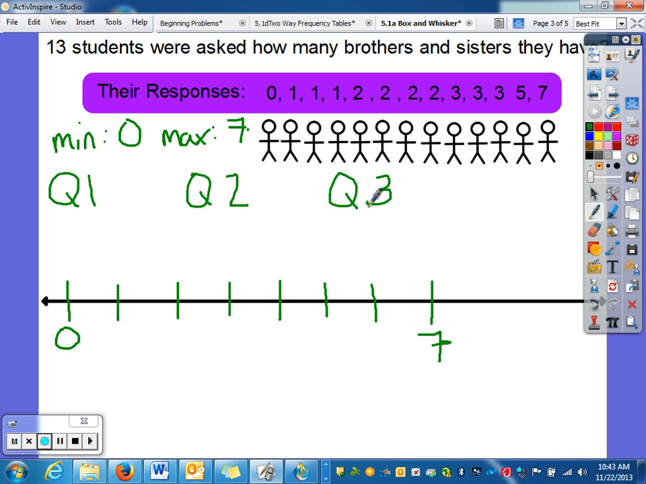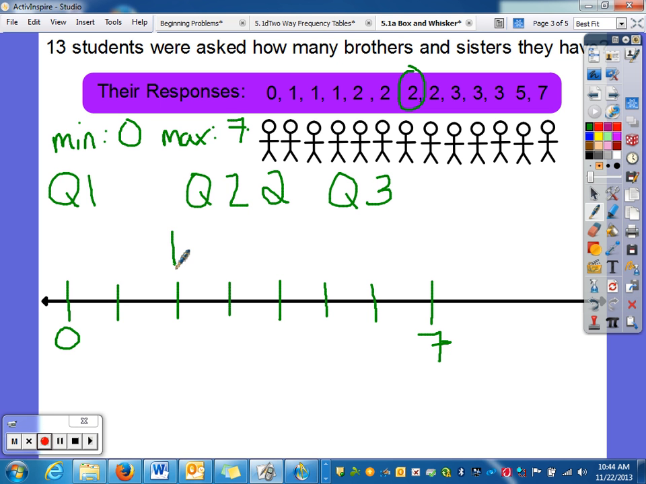So looking at the data we have, I need to find first quartile 2, the middle. If you remember from elementary school, you count until you find the middle. We have 1, 2, 3, 4, 5, 6, 7, 8, 9, 10, 11, 12, 13 numbers. So the middle number would be the 7th one. 1, 2, 3, 4, 5, 6, 7. There is your median, which is your quartile 2. So then I know the middle of my box is at 2.